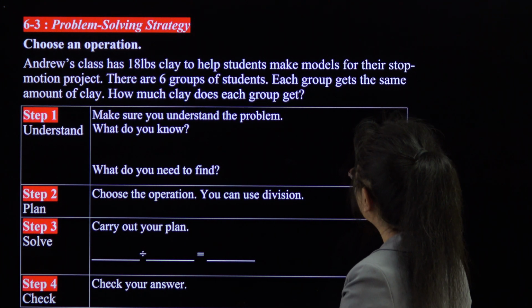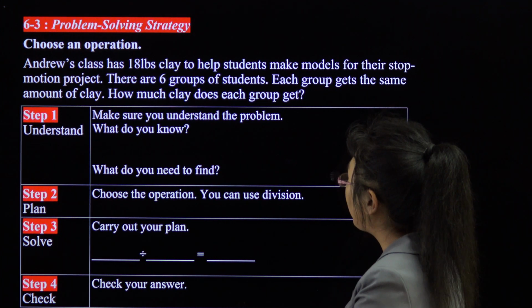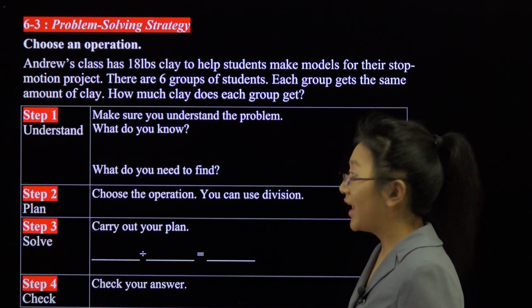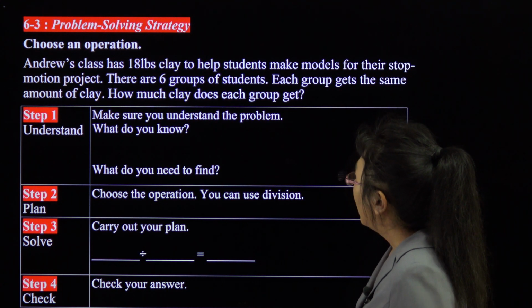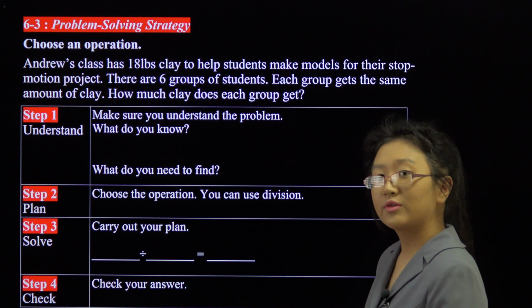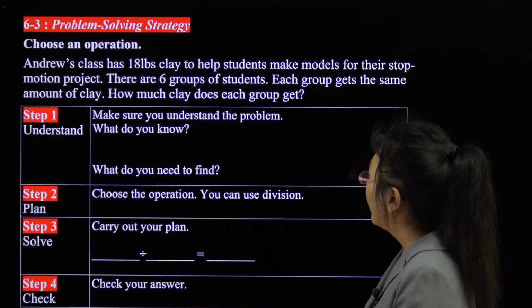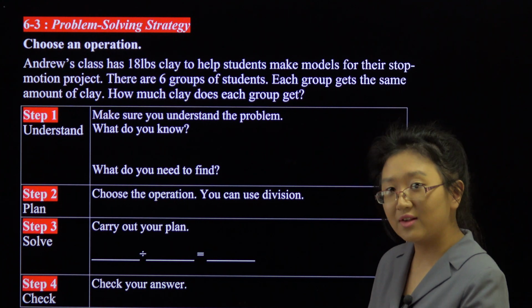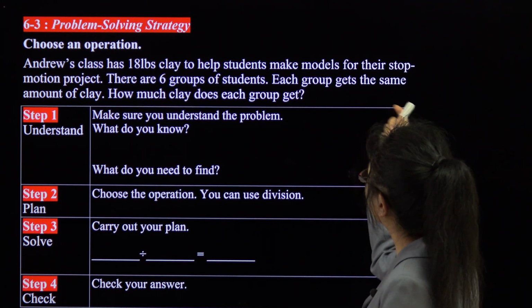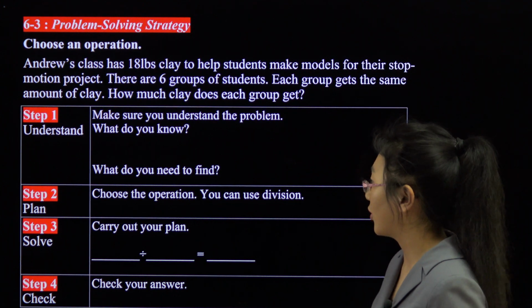There are 6 groups of students. Each group gets the same amount of clay. How much clay does each group get? Well, what do we know? We know the total amount of clay there is. And we also know how many groups there are. What do we need to find? How much clay does each group get? We also know that each group gets the same amount of clay, which is kind of important.